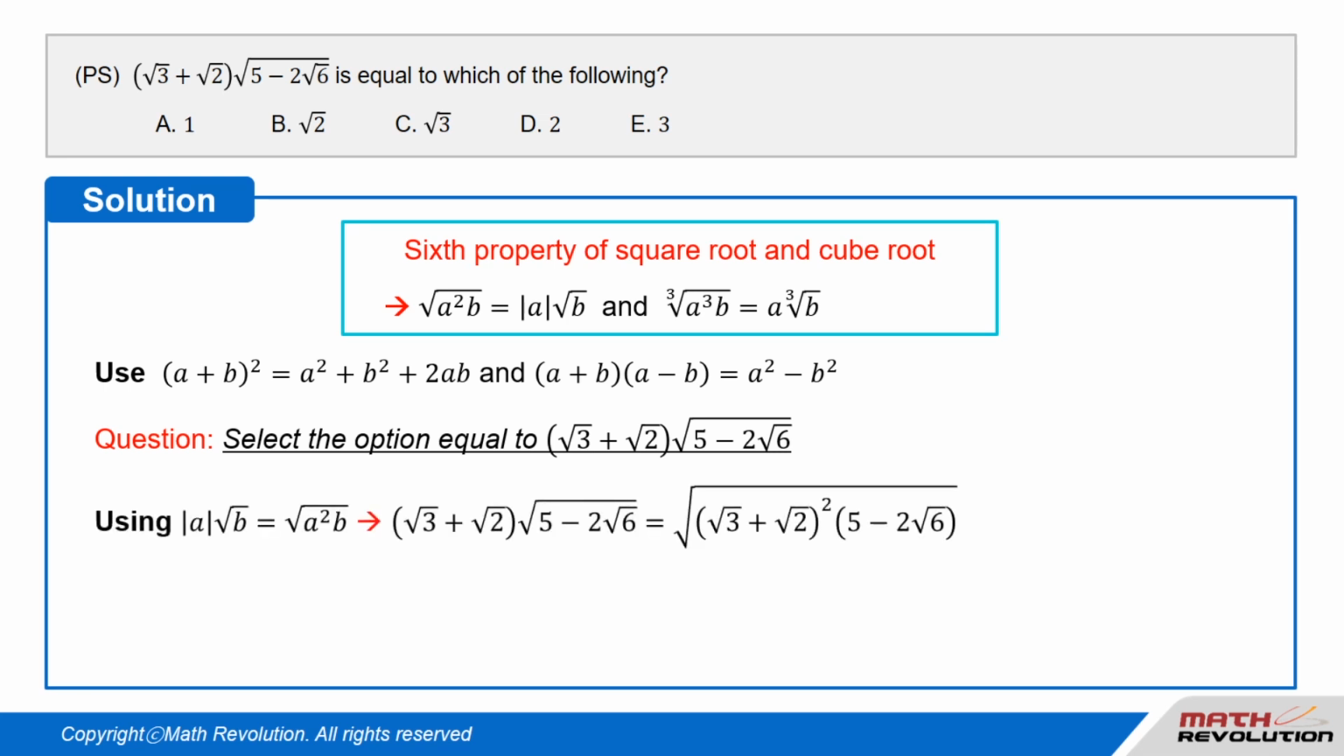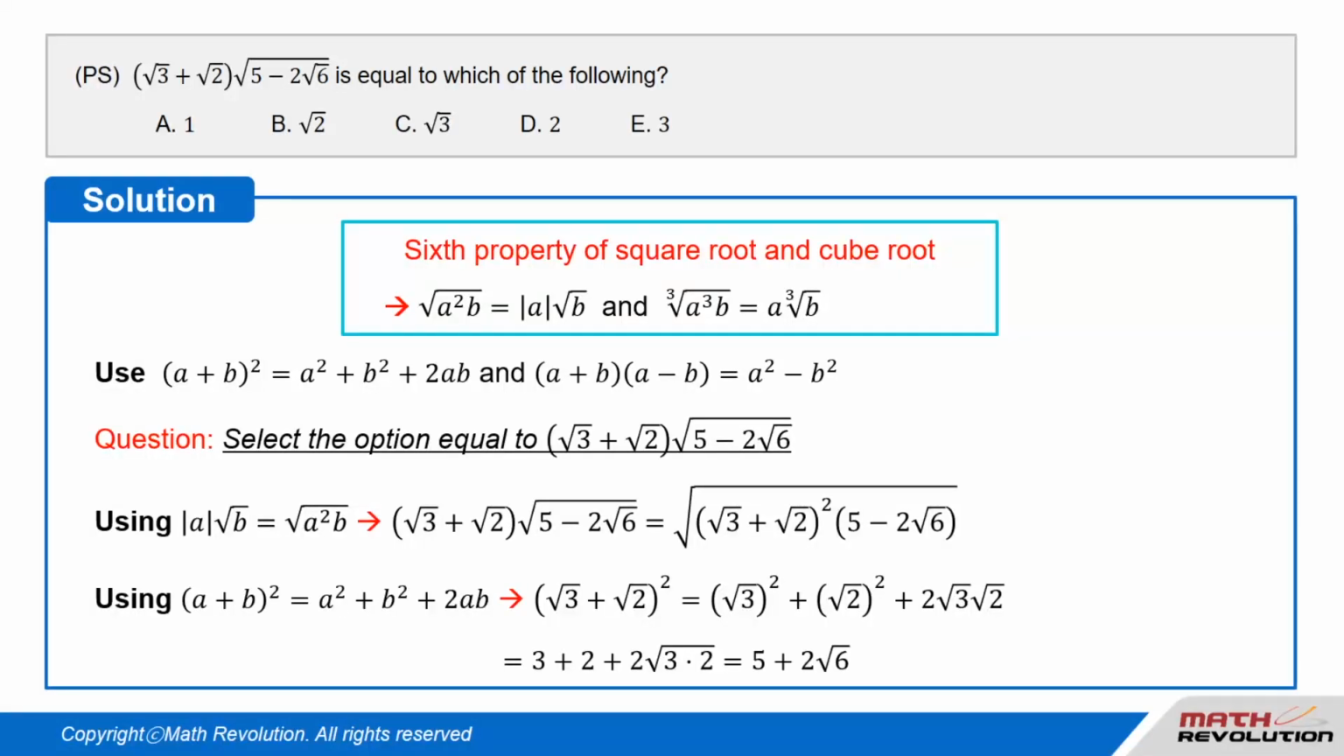Using |a| times √b equals √(a² × b), we have (√3 + √2) times √(5 − 2√6) equals √((√3 + √2)² × (5 − 2√6)).